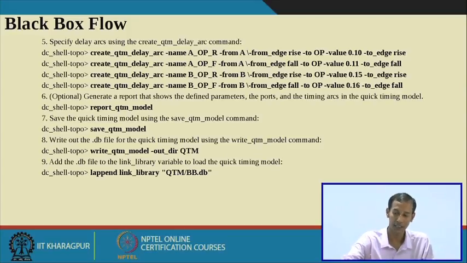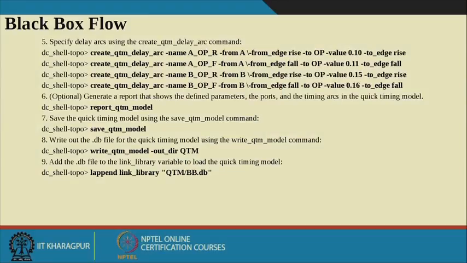Okay. So for the delay information, what I am trying to do is create the corresponding timing information; I am doing the timing modeling of that particular block. I am mentioning that from A to OP the rise time value will be 0.10, from A to OP the fall time will be 0.11, from B to OP the rise time will be 0.15, and from B to OP the fall time will be 0.16. So each of these four commands sets the transition values from input A to the output or input B to the output, that is, for each input to output path, the rise time and fall time values. Initially we set the setup time and hold time; here we are setting the rise time and fall time values.